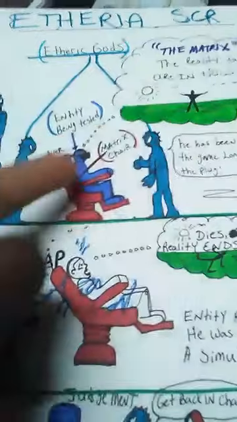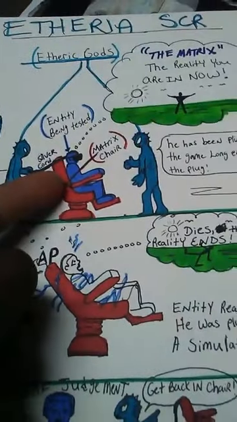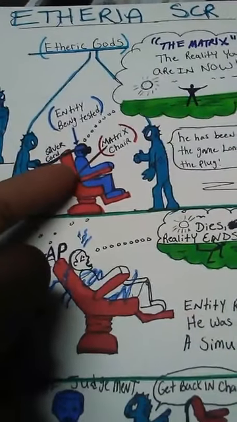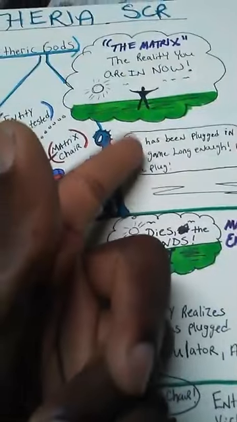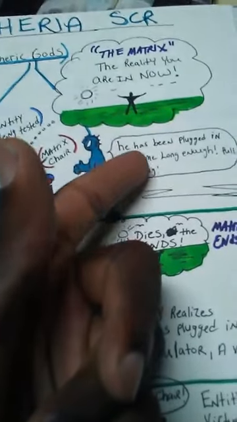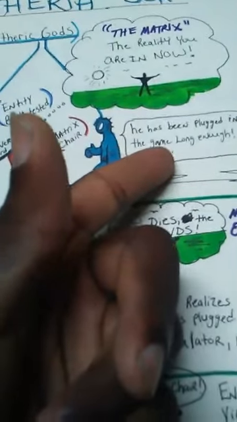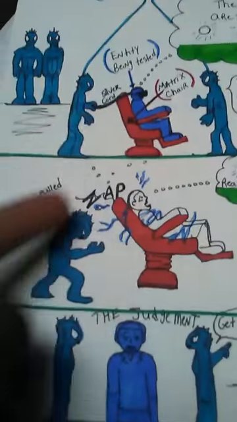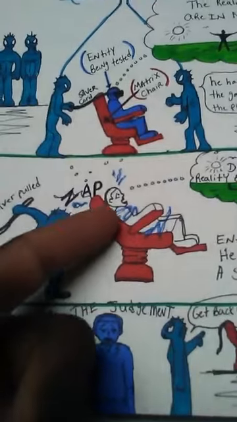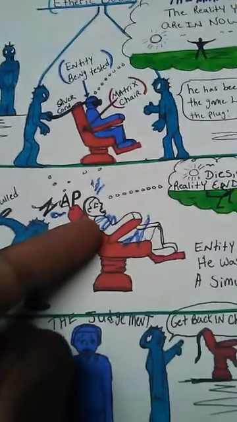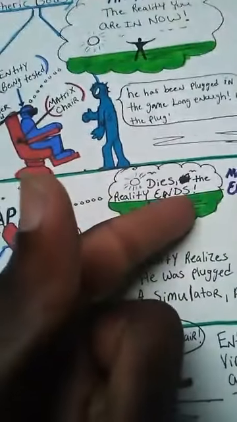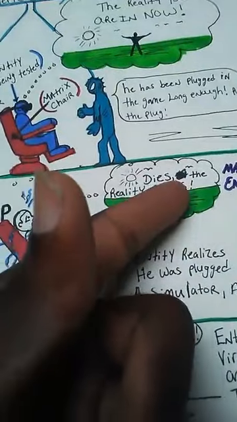So after the etheric gods decided that he was playing the game long enough, one of the etheric gods said he has been playing the game long enough. Pull the plug. Let's pull the plug. So when they pulled the plug, he woke up. That was his reality that ended. That was him dying in his reality.